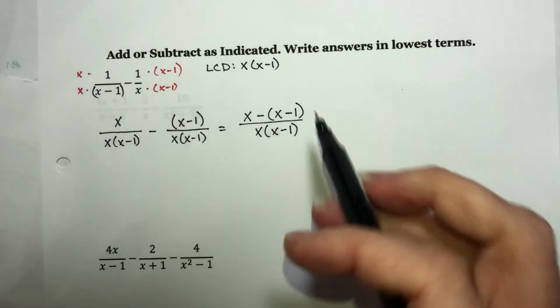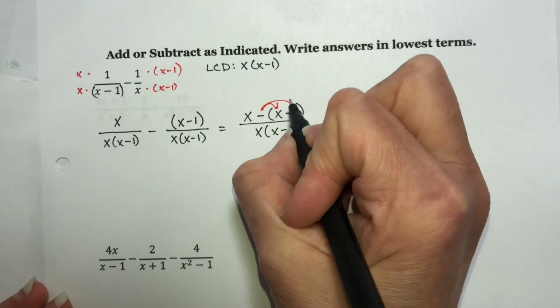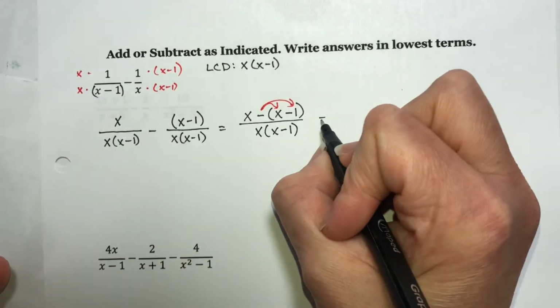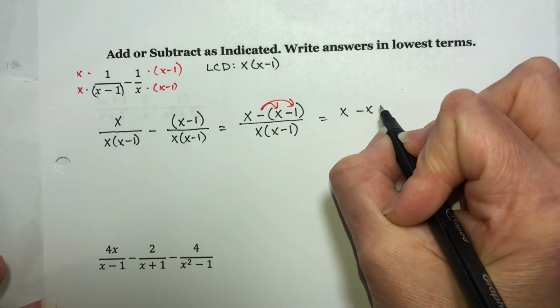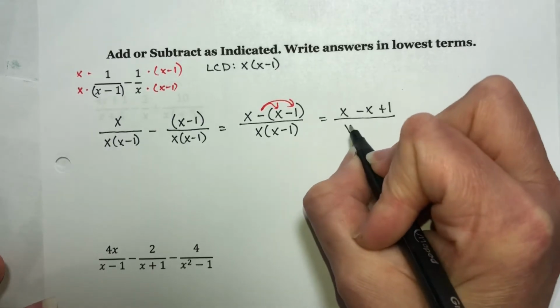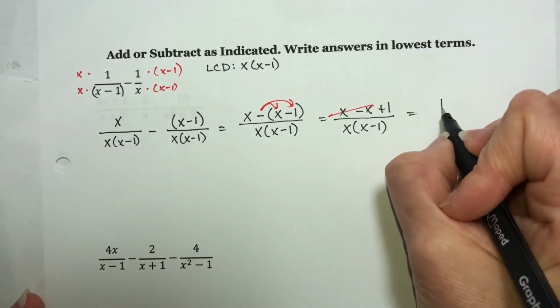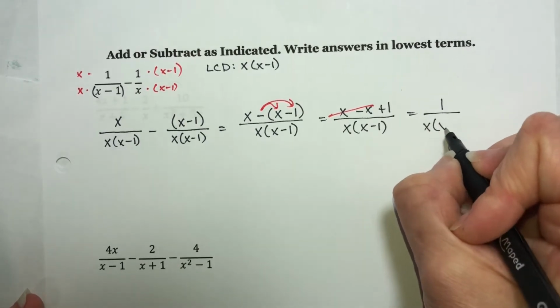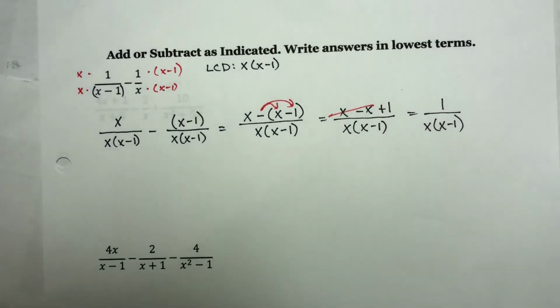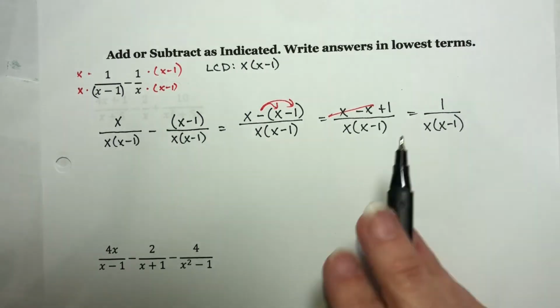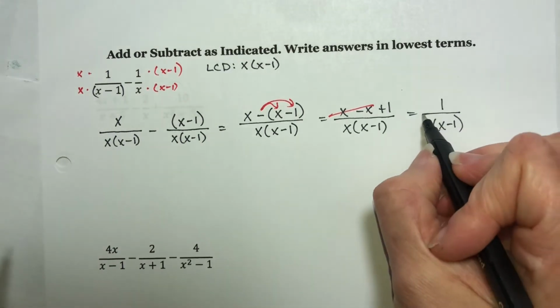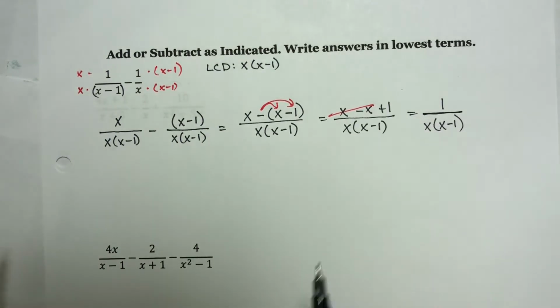Okay, so to simplify, I need to distribute this understood negative 1 there. So I get x minus x plus 1 over x times x minus 1. X minus x, that goes away. You end up with 1 over x times x minus 1. Now we should check to see if this reduces any. Since it's a 1 in the numerator, it's not going to reduce. This is your answer. You want to make sure that your fraction bar covers everything. If something slips off to the side, you're really going to mess yourself up.